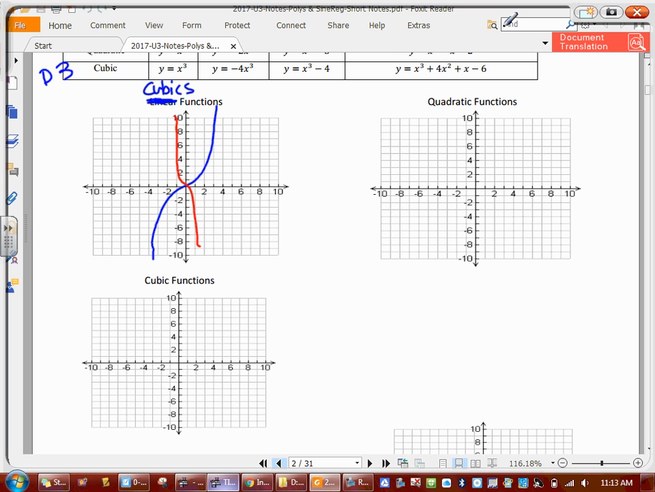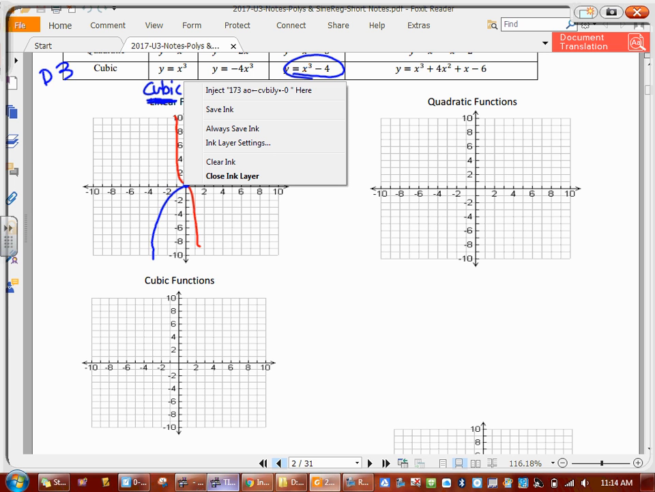Okay? Now what we're going to do is we're going to figure out this guy right here. What it does is it moves our intercept. Right now our intercepts are right here at 0, 0 in the middle. This is going to move our y-intercept down to -4. So we're going to check and see what the graph looks like in our calculator. So we're going to go to our y equals.